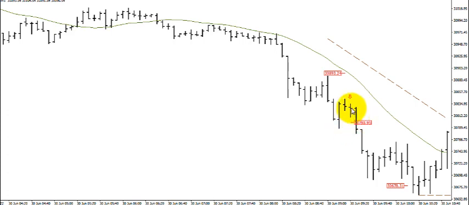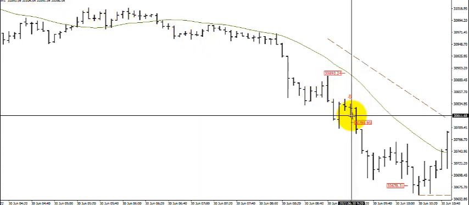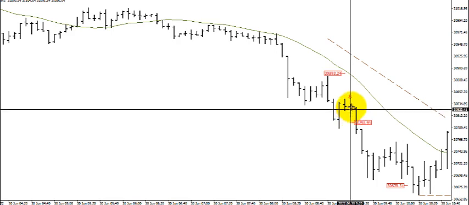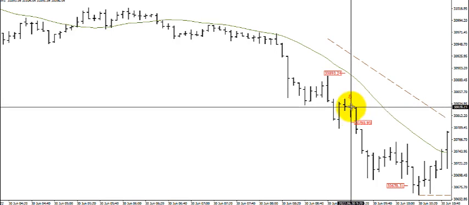And my stop is going to be back up here at the high of the moving average that's associated to the signal candle. So let me put the crosshairs in here. And you can visually look at this. In the heat of the moment, you want to be able to find it and size it up quickly.